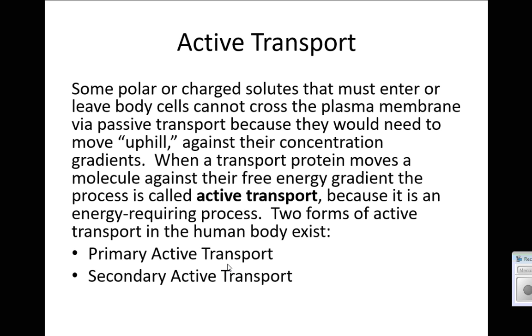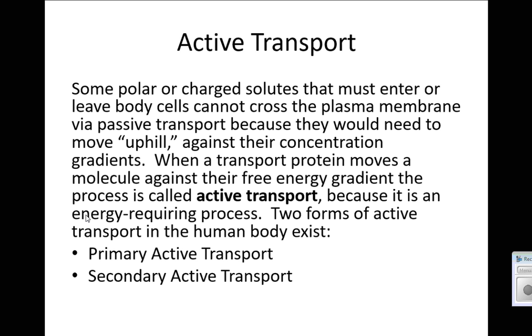All right, we're going to move on now to active transport. Active is where polar or charged solutes enter or exit the cell against their gradient. They're moving uphill, which we said requires what? ATP, which is our body's energy. Okay.